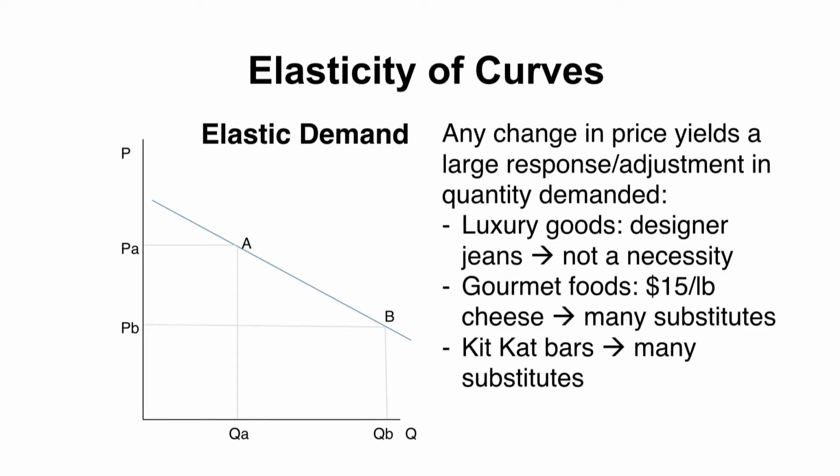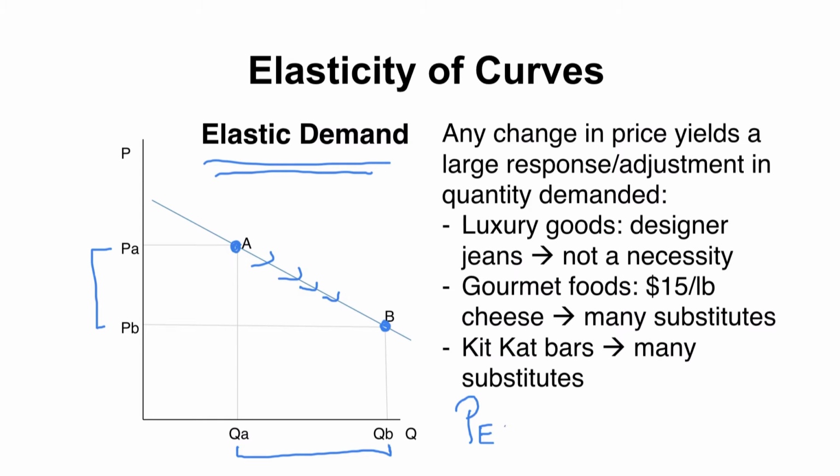Let's start off first with elastic demand. What we observe is that we're moving from point A to point B here along the demand curve. Here we have the size of our price change and the corresponding response in terms of quantity demanded. Any change in price that yields a large response or adjustment in quantity demanded is going to be captured as elastic demand. Specifically, we can think of this as the price elasticity of demand, once we calculate it, being greater than 1.